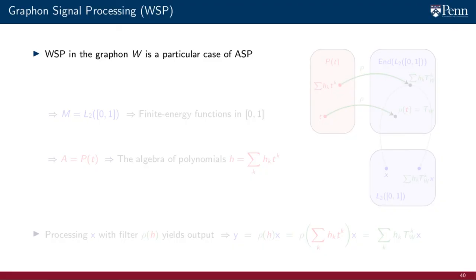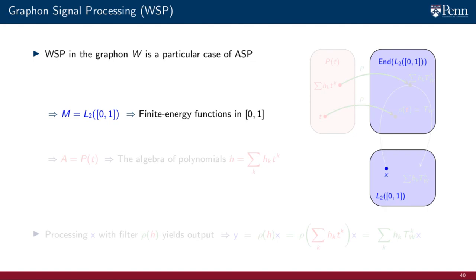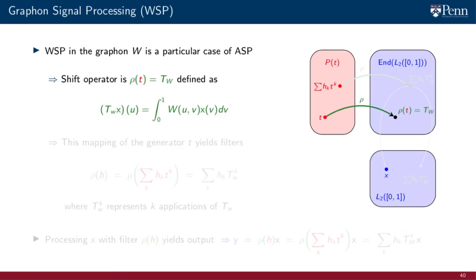To process signals on graphons, we particularize algebraic signal processing so that the vector space where signals live is L2 of [0, 1], the space of functions that are square integrable in [0, 1]. We still stick to using the algebra of polynomials of a single variable. Filters in the abstract are the same as the filters we use in graph signal processing. What changes is the definition of the homomorphism.